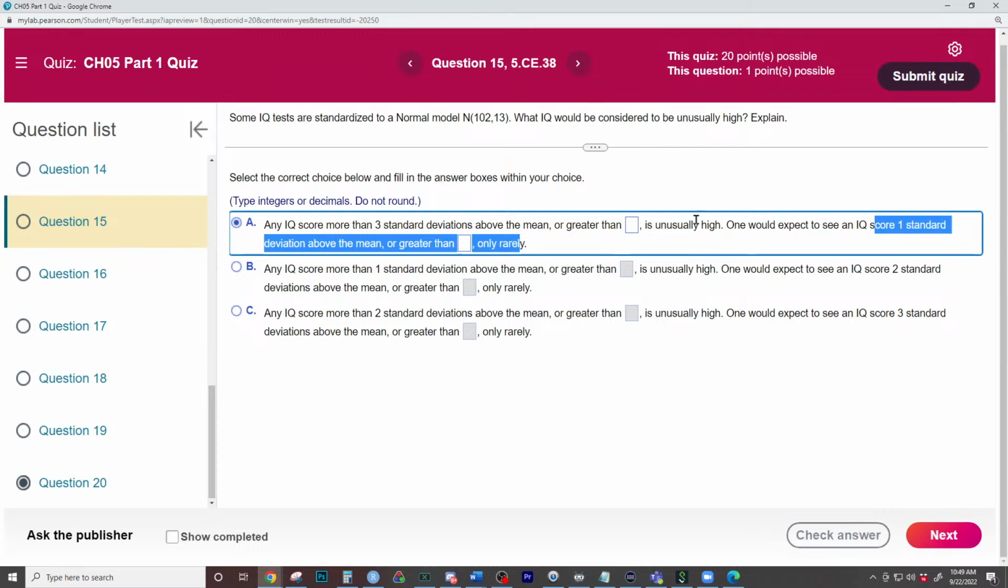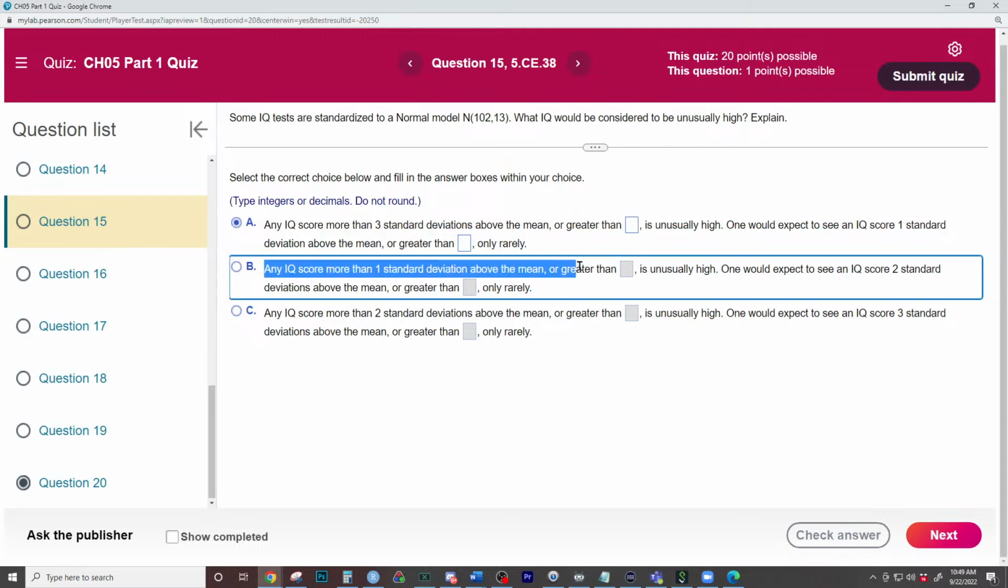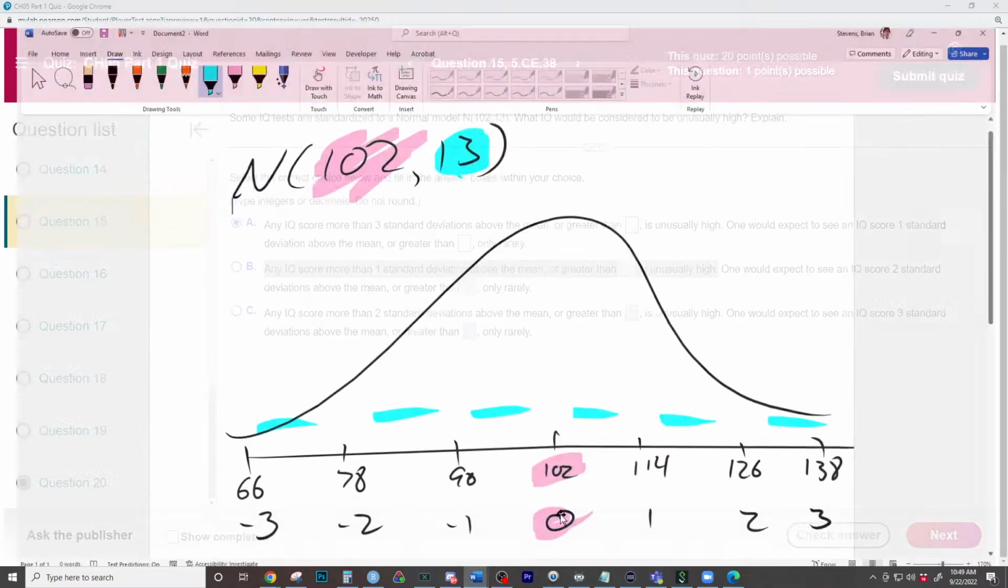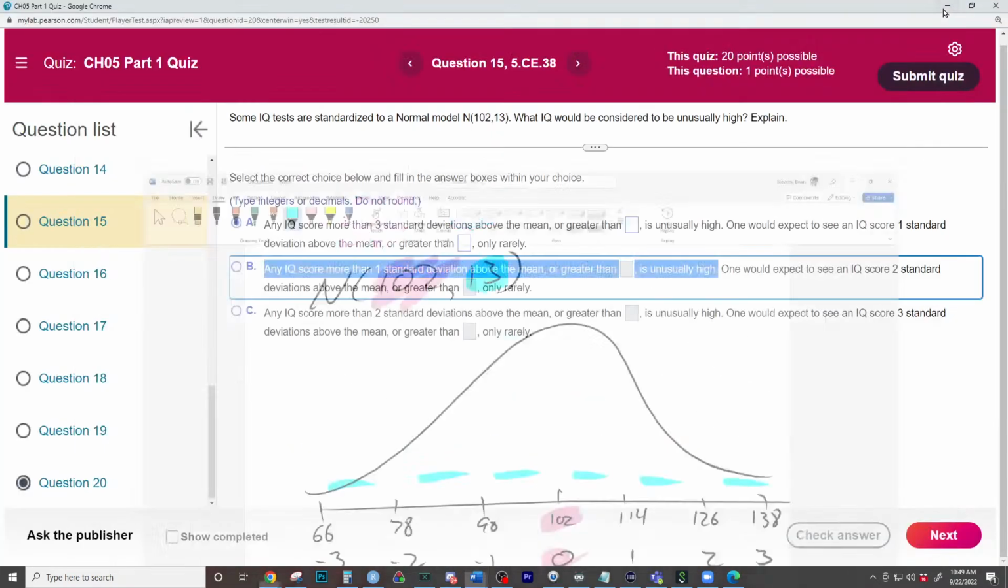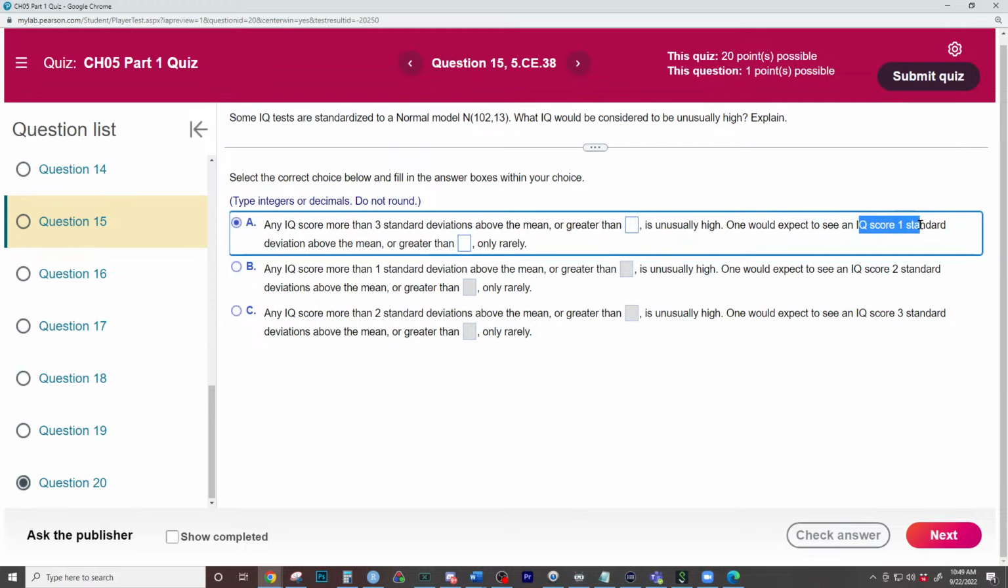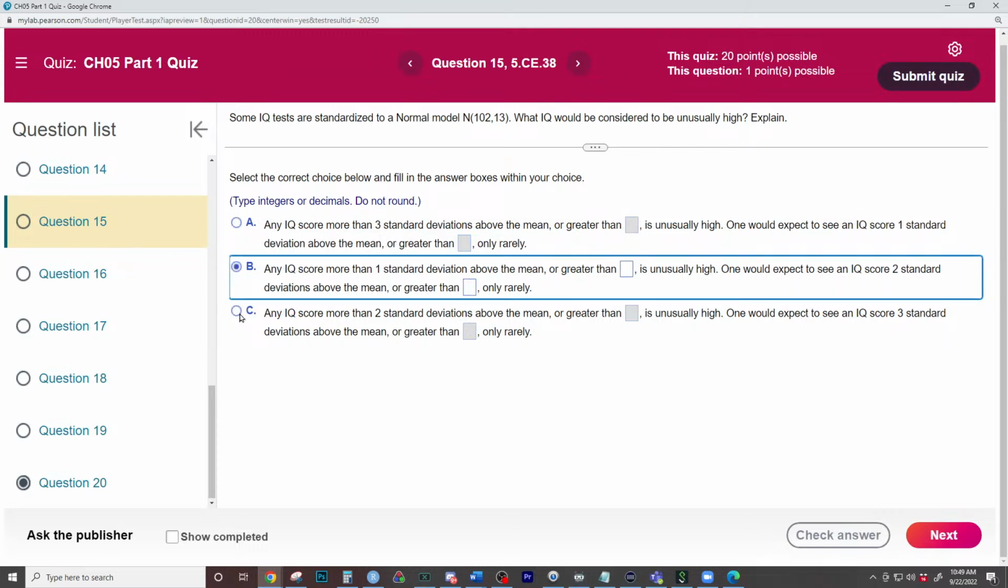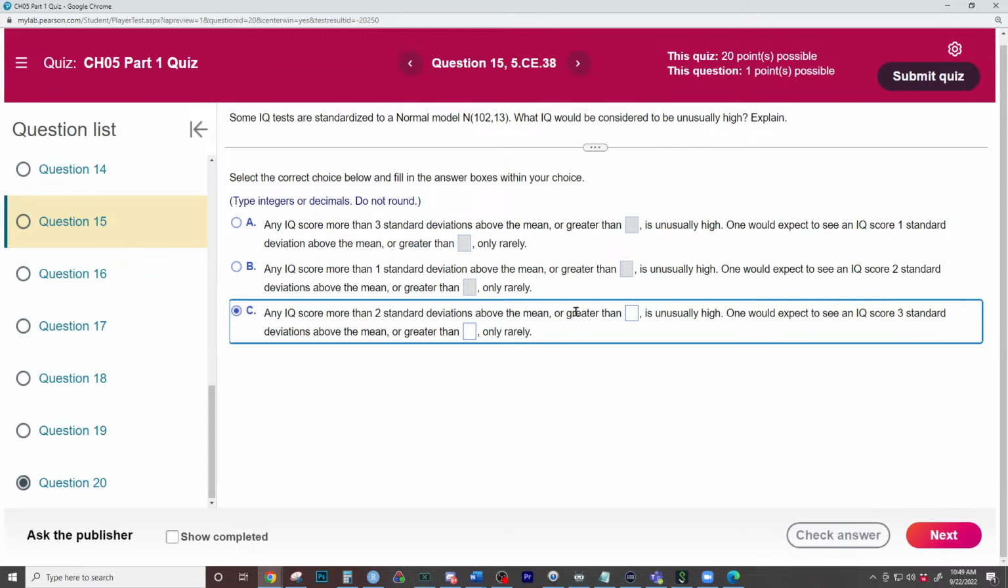You got it. So 1 is not unusual. Does that make sense to everybody right here? When it says an IQ score more than 1 is unusually high, 1 as a standard deviation, 1 as a z-score, is not unusual. So we could narrow that one down as wrong because 1 is not unusual. And then another one right here also says 1 standard deviation above the mean or greater only rarely. So that's not unusual either. So both of these answers right here are going to be wrong. So this right here is where we start to talk about things being unusual.